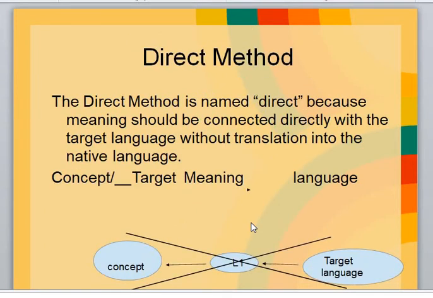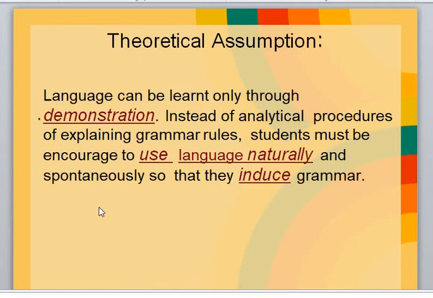So the question arises: what is specifically the direct method? I have already told you the principles of the direct method. So let me tell you the definition or explanation of the direct method now. The direct method is named direct because meaning should be connected directly with the target language without translation into the native language. So the concept here is basically the target language, the language which students are here to develop and to learn.